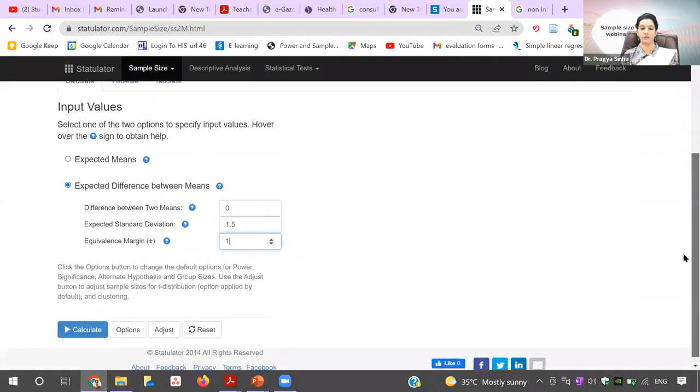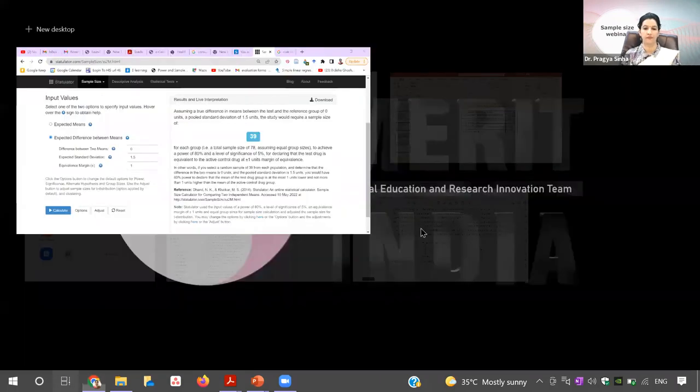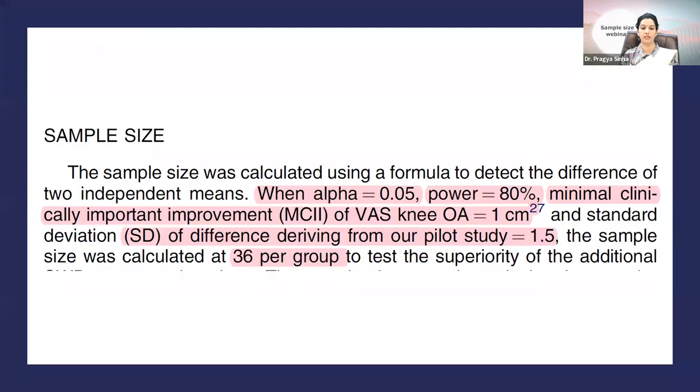And then you calculate, because alpha and beta are the same. So it was 39. In this case, you see the calculated sample size for them, they have calculated 36. So it is very much similar. Maybe, I don't know why there is some discrepancy, but again, this is very near to 36 or 39. Yes, Deepa, you are right.